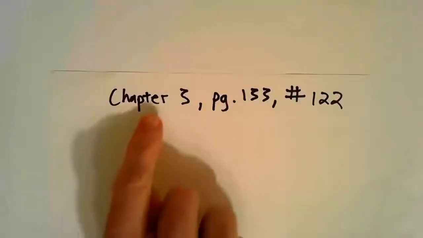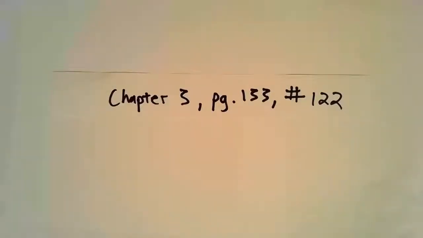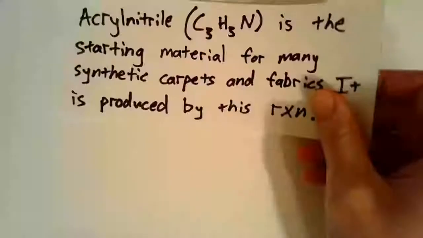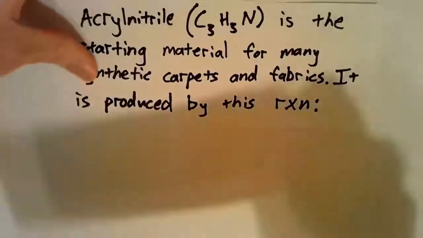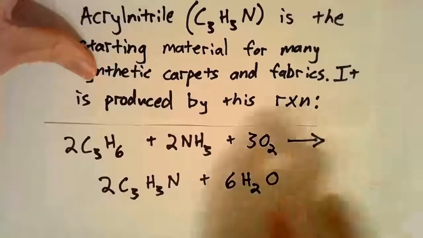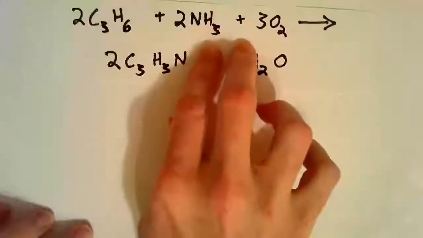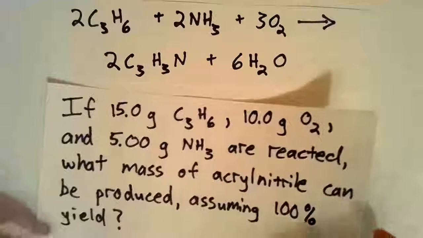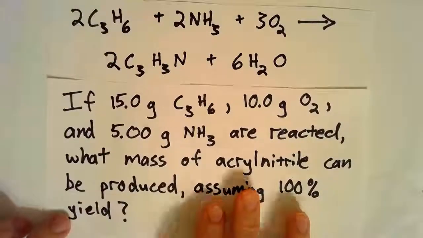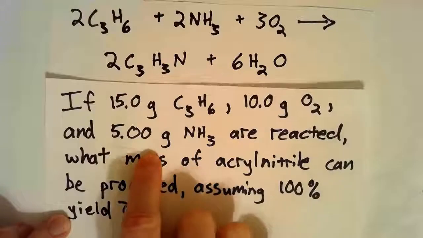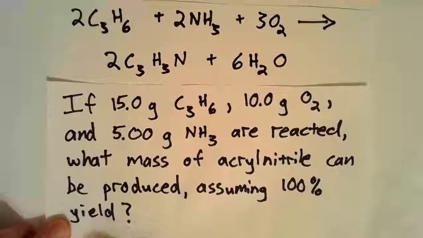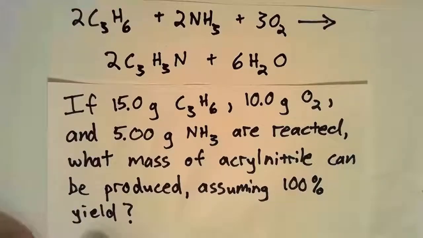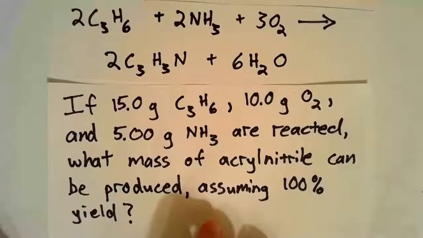Okay, we'll start class with this problem out of the textbook, chapter 3, problem number 122. Acrylonitrile is the starting material for many synthetic carpets and fabrics. It is produced by this reaction. If I have this reaction, and if I have these starting materials, the amounts of these three reactants, what mass of acrylonitrile can be produced, assuming 100% yield? Come to class with this at least partially done, if not completely done.